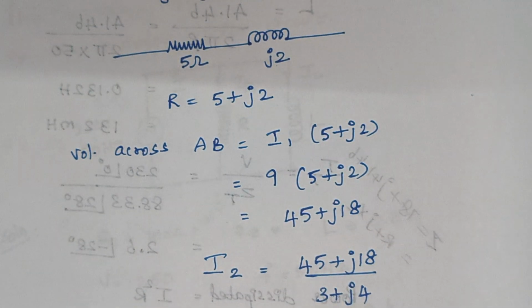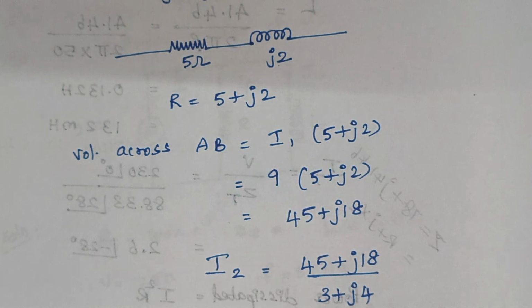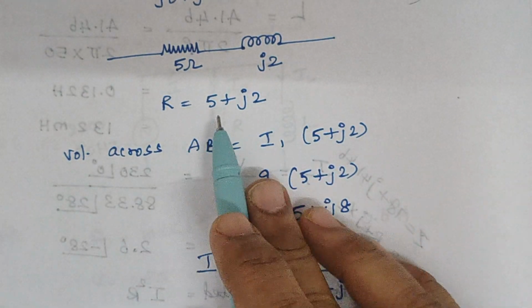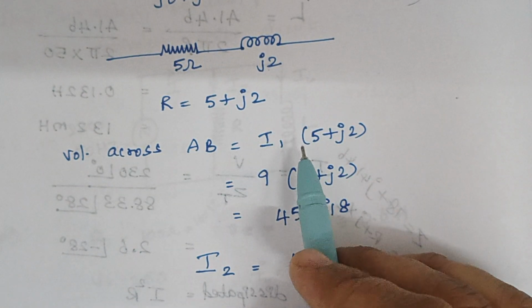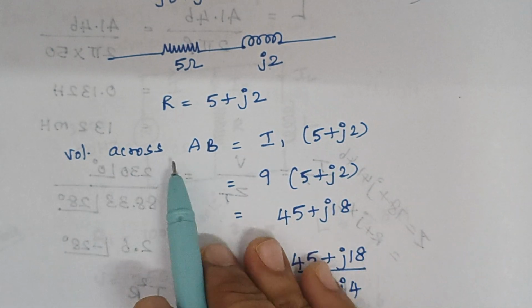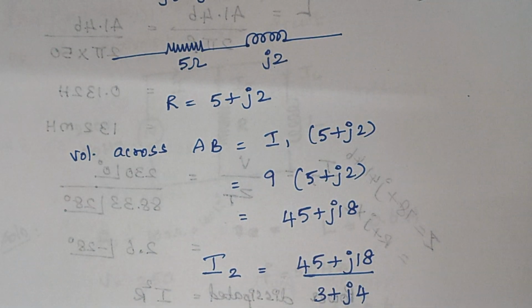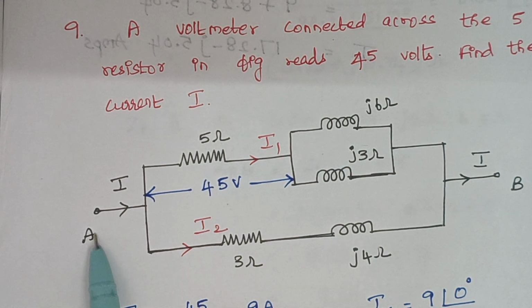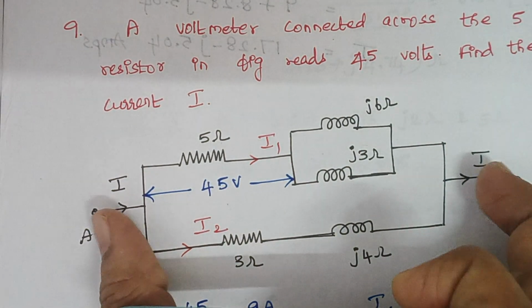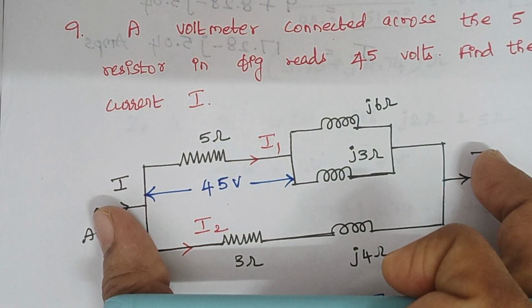So what about the value of R? That is the value of impedance in that branch. So it is 5 plus 2J, right? The next thing is voltage across AB. So you see, this is your A and this is your B. Voltage across AB means this entire part, right?